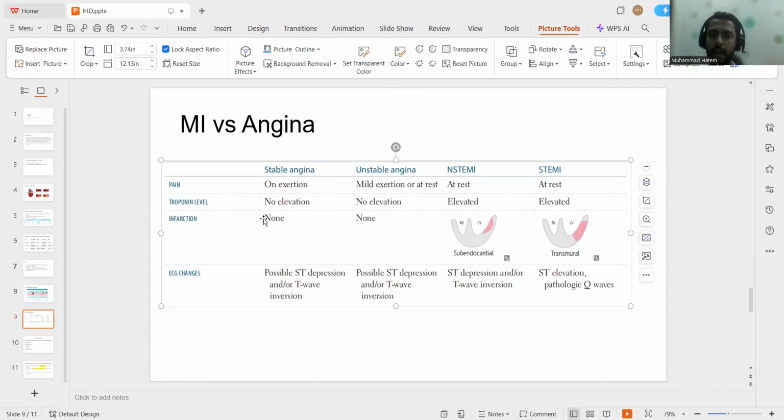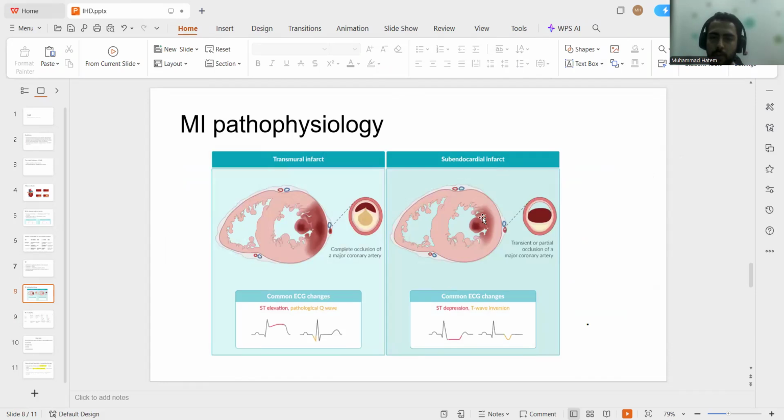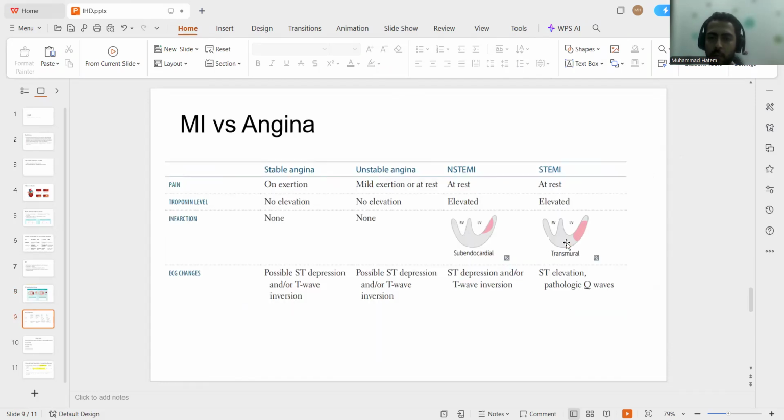So comparing MI versus angina. Basically, in angina there is no infarction, so there is no troponin elevation. On the other hand, in STEMI or non-STEMI, there is elevation of troponin due to infarction. Also, symptoms of non-STEMI and STEMI happen at rest, like unstable angina. In non-STEMI, there is subendocardial ischemia, as shown here, partial wall ischemia resulting in partial wall death, while here there is total wall death, complete transmural wall death. All of these three subtypes involve partial wall ischemia, so they will result in ST depression and/or T-wave inversion, while in STEMI, there is transmural ischemia, like vasospastic angina, so it will result in ST elevation with pathological Q waves.